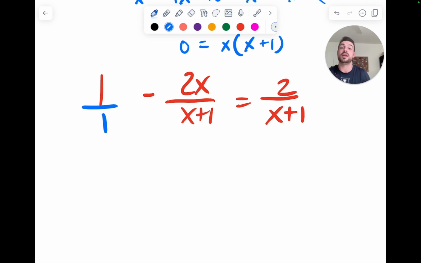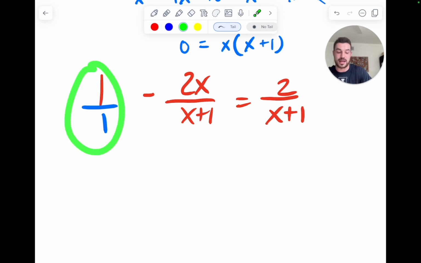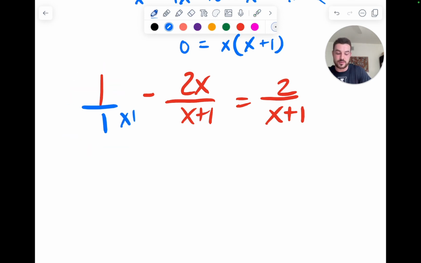So that means I want each of these to have x plus 1 in our denominator. Well, these two already do, so I don't need to do anything to those ones, but this one does not. I need an x plus 1 in my denominator, so I'm going to multiply. Now, since I did it to my denominator, I also need to do it to my numerator.